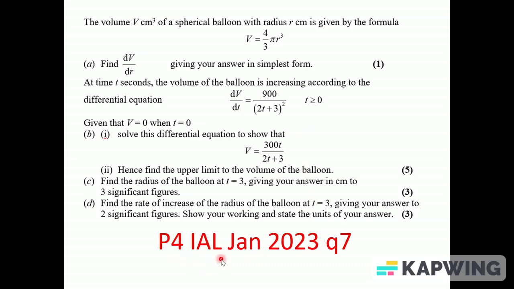Right, I've got the P4 International A Level Jan 2023 question 7, volume of a spherical balloon. We've got to work out dV by dr. We've got a differential equation here, the rate of change of the volume in terms of t, which we're going to solve to get the volume in terms of t. And then there's also a rate of increase of the radius, and we've got to get that from the rate of change of the volume.